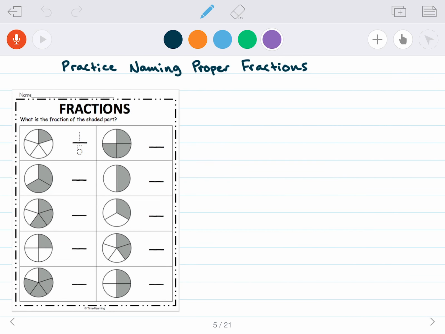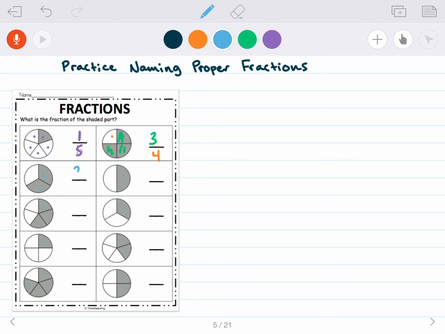So let's practice writing some proper fractions. So we can see that the first one is done for us. We have 1 piece shaded, that's the numerator, and there's 5 total pieces in the pie, so that's our denominator. 1/5 is how we would say that. So this one, how many total pieces do we have? We have 4, so that's the denominator. And how many are shaded? We have 1, 2, 3 are shaded, so that's the numerator.